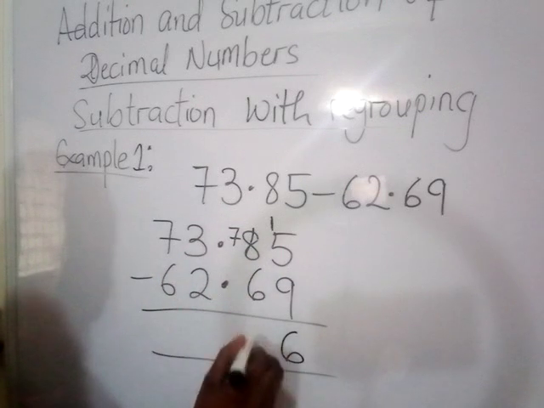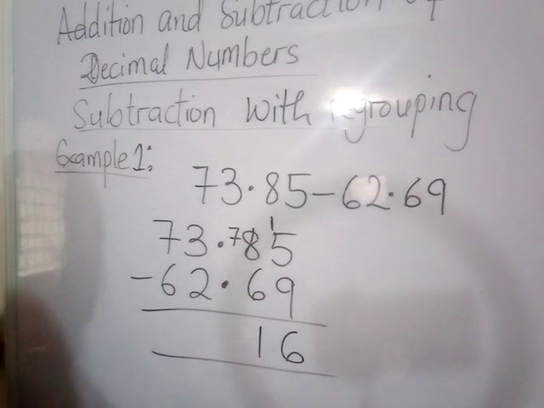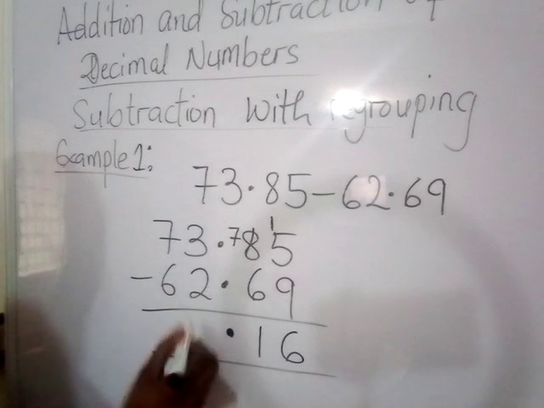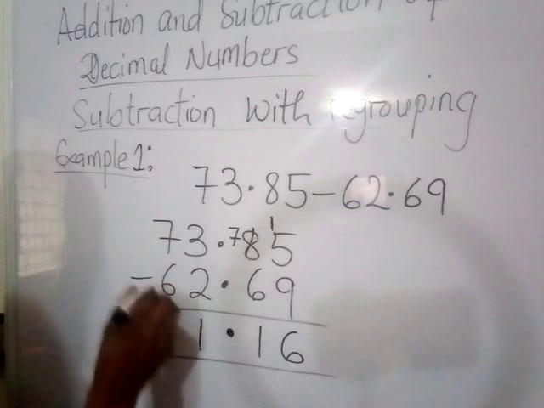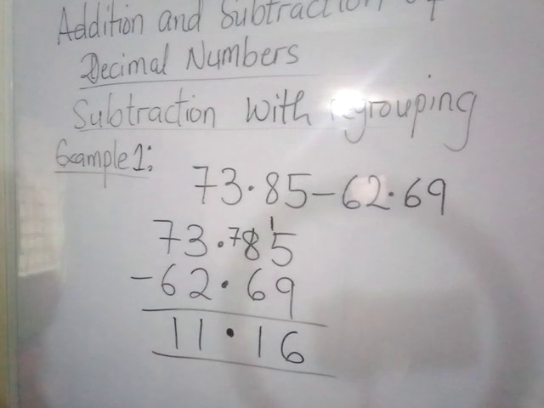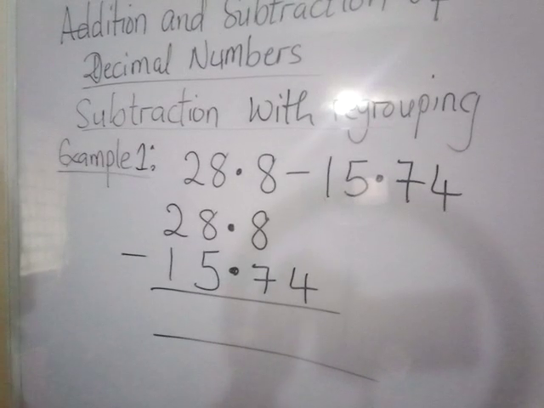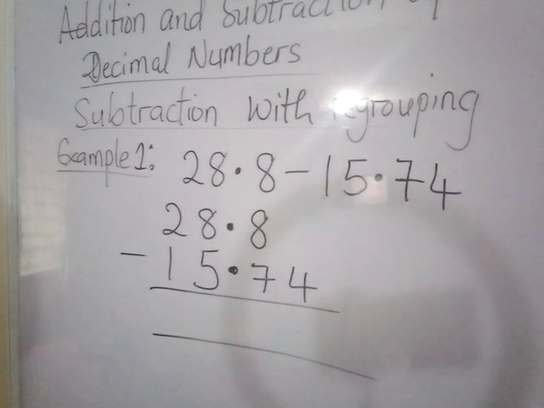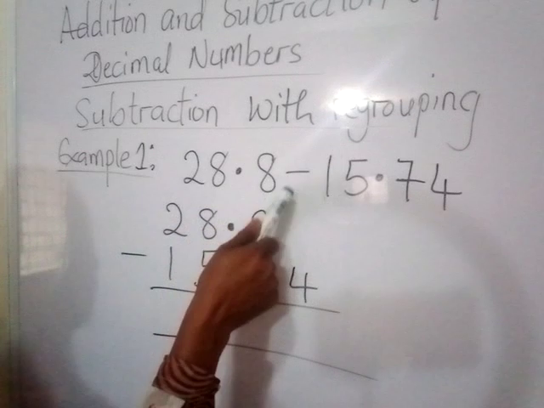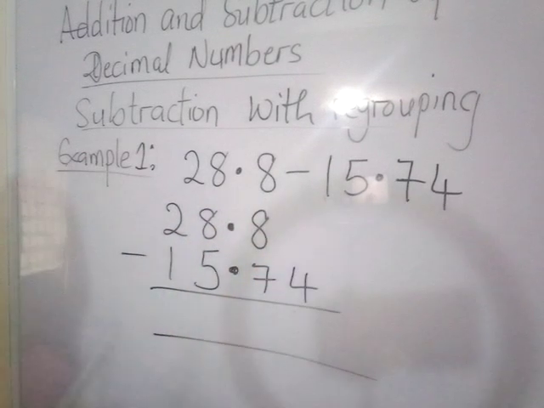So 7 minus 6, you have 1. Again, you bring down your decimal point. So 3 minus 2, that's 1, and 7 minus 6, that is 1. So our answer is 11.16. So let's take one more example, and I think we should be okay. Okay, so this is the last example we're going to look at. So you have 28.8 minus 15.74.